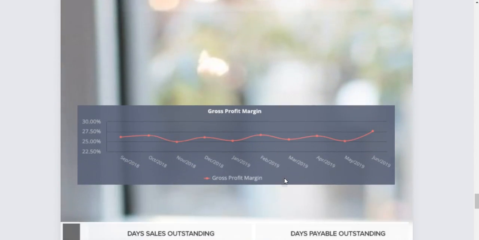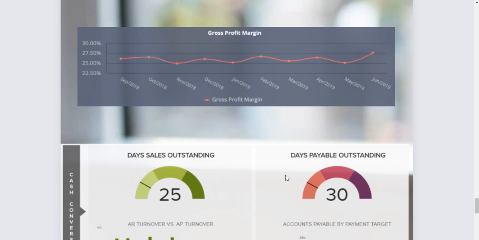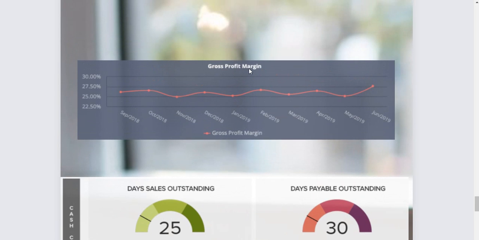Graphs give you a lot of information and you just have to have an open mind and try to understand them. Here is the gross profit margin. Here you can see how the profit margin has been fluctuating. There's something going on here. It's not growing. It's actually sometimes decreasing, which is not healthy.